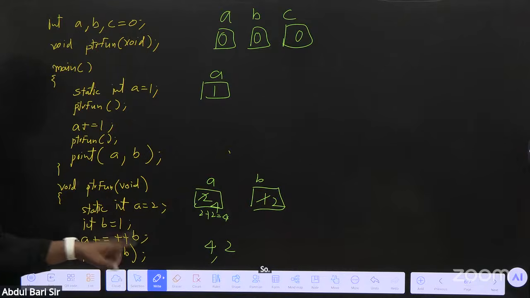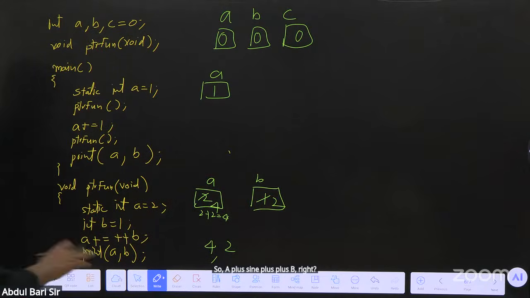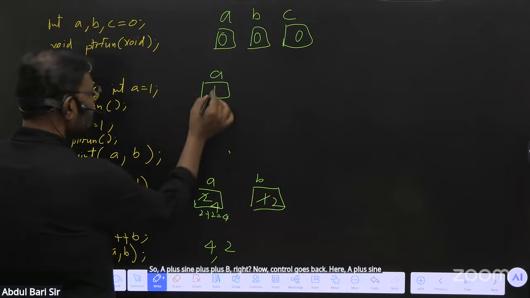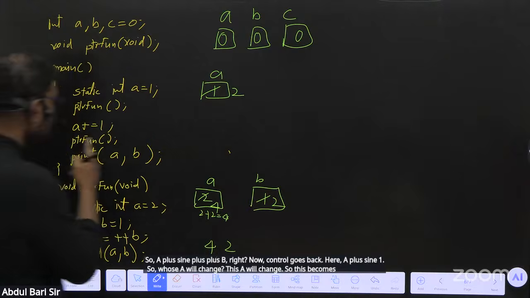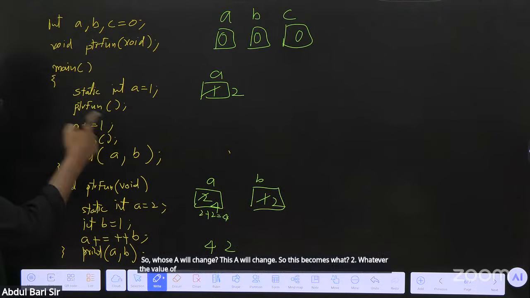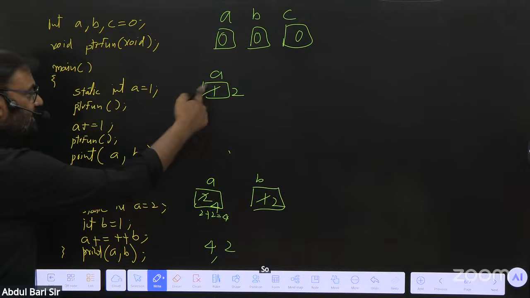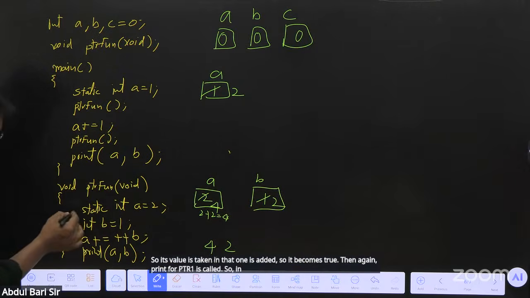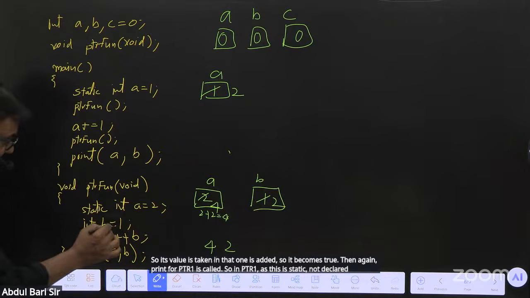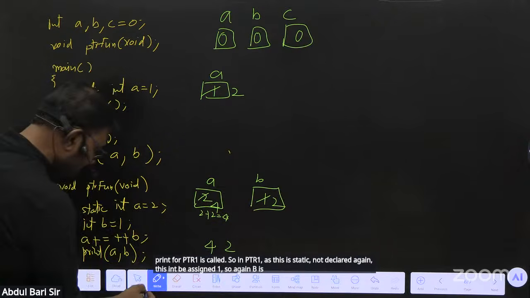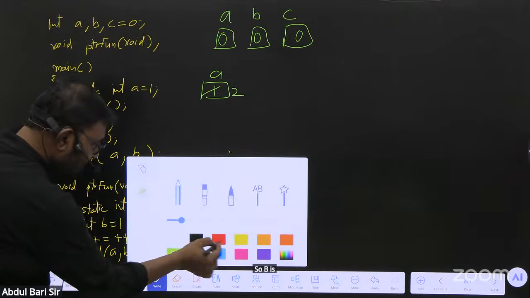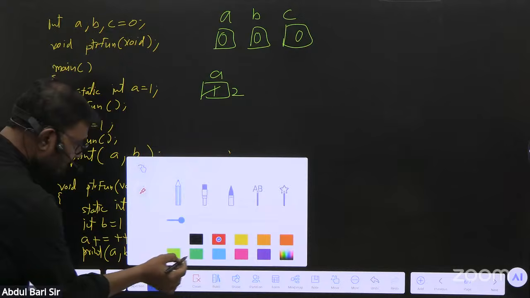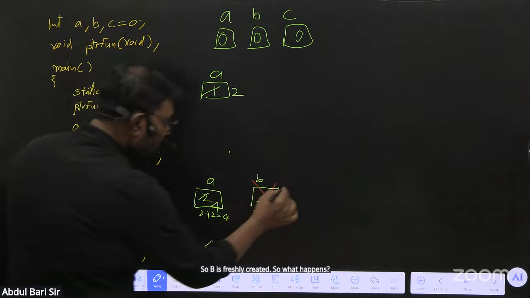So A plus assign ++B, right? Now, control goes back. Here, A plus assign 1. So whose A will change? This A will change. Whatever the value of A is, plus assign operator: its value is taken and that 1 is added. So it becomes 2. Then again ptr fun is called. In ptr fun, as this is not static, int B assign 1, so again B is freshly created. B is created once again.